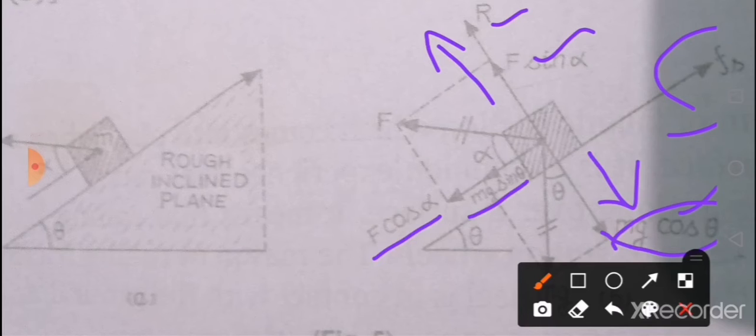Similarly, F cos alpha plus mg sin theta, because both are in the same direction, minus Fs will be equal to 0. From there, if you take this minus Fs to the right hand side, you will have F cos alpha plus mg sin theta equal to Fs. Okay, so let us start writing the derivation.